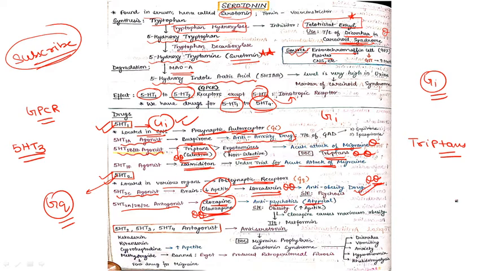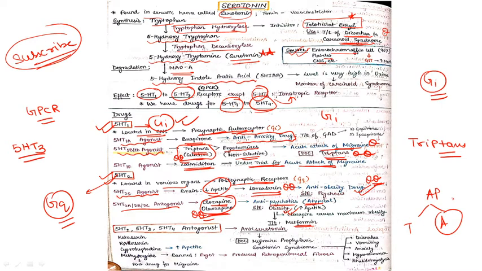Clear? Atypical antipsychotics: we will discuss that antipsychotic drugs are divided into two groups, typical and atypical. So olanzapine, clozapine, quetiapine all belong to atypical antipsychotics. Clear? And the side effect of all these drugs is obesity, because they increase appetite. For treating this side effect, we will use metformin.